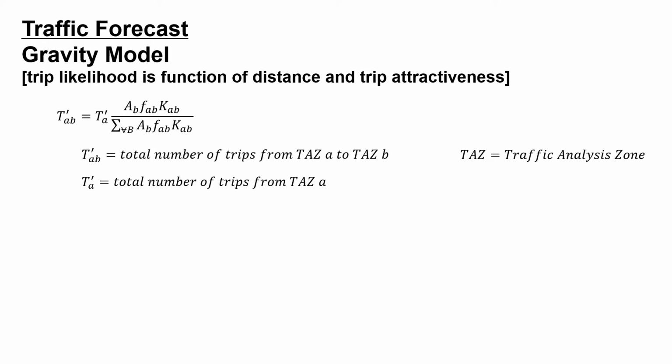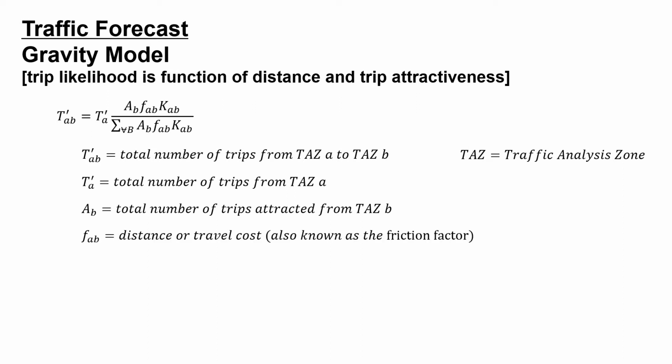So we're going to start with the total number of trips from TAZ-A. So how many trips does TAZ-A produce? And we're going to look at distributing it, and essentially we're going to weight this by the other zones and factors for the other zones. Those factors are the total number of trips attracted from TAZ-B, the distance or the travel cost, which is also known as the friction factor. A lot of times the value we use for that is 1 over the travel time from zone A to B. And then we have a socioeconomic factor, a parameter that is going to help us balance the results. What it's doing is helping us measure the relationship and the likelihood between these two zones, A and B.